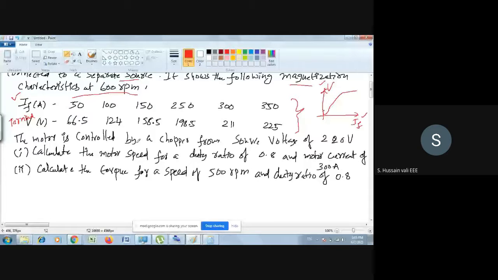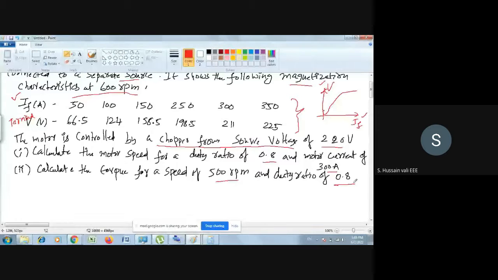Okay. Now comes the chopper here. So now the motor is controlled by a chopper from the source of 220 volts. So the chopper voltage is 220 volts. Calculate the motor speed for a duty ratio of 0.8 and a motor current of 300 A. First question. Second question is calculate the torque for a speed of 500 rpm and duty ratio of 0.8. Okay, so these are the two questions.